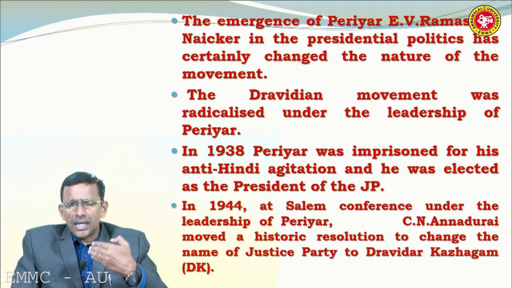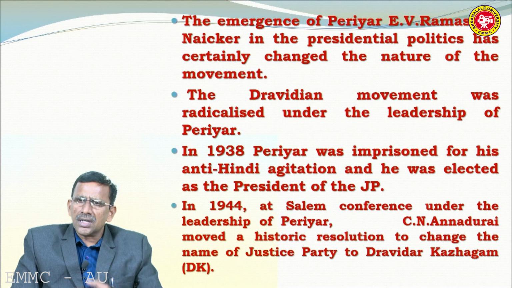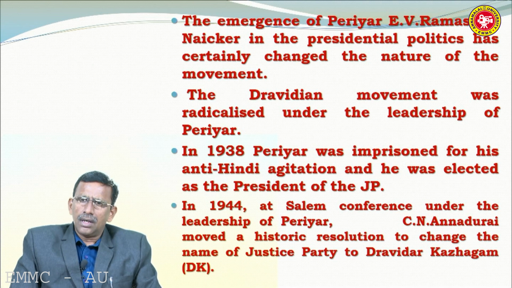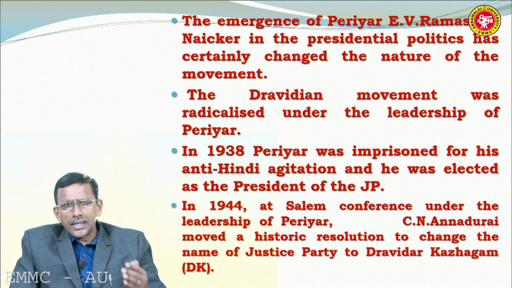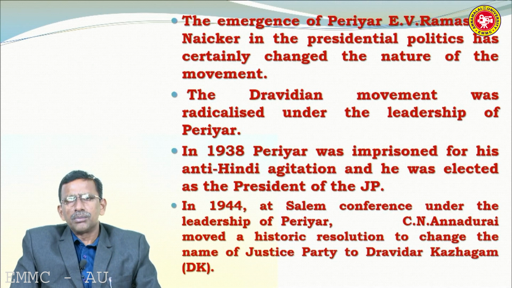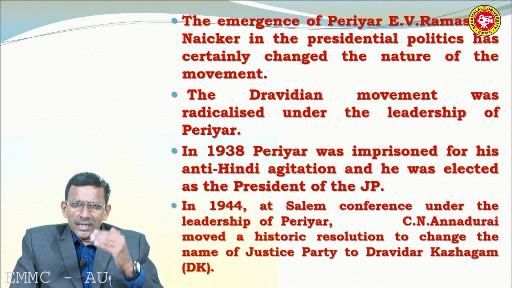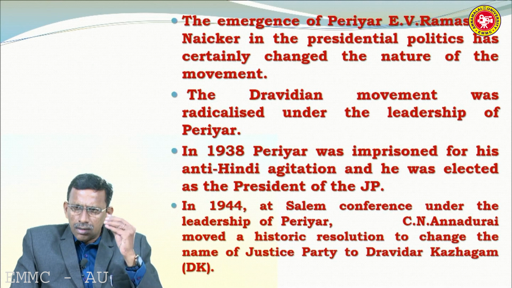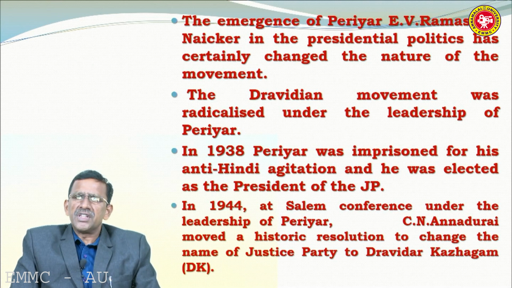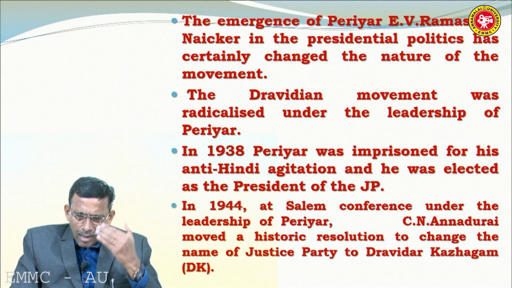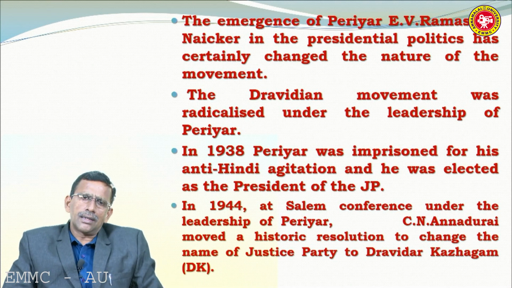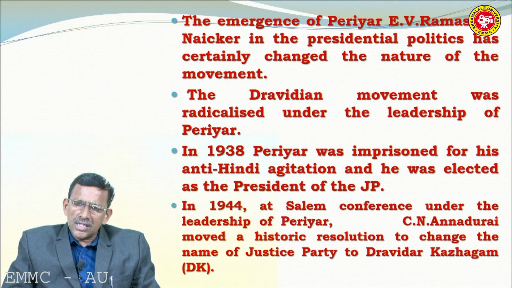They observed anti-Hindi agitations, they denounced it, and they expressed their unwillingness to learn Hindi as a medium of instruction. In 1938, my dear students, Periyar was imprisoned for his anti-Hindi agitations, and later, after 1938, Periyar was elected president of the Justice Party. In 1944, at a very significant conference in Salem, the Justice Party was renamed Dravidar Kazhagam, and that is the starting point for the emergence of all political parties. So, this is the basic historical background against which you should understand the nature of the Dravidian movement and the emergence of political parties.